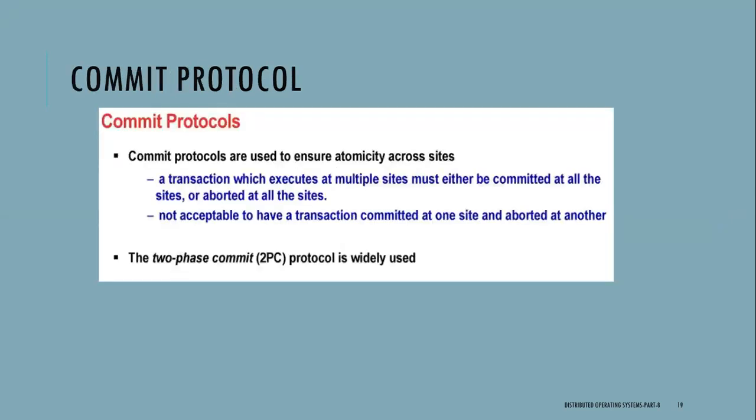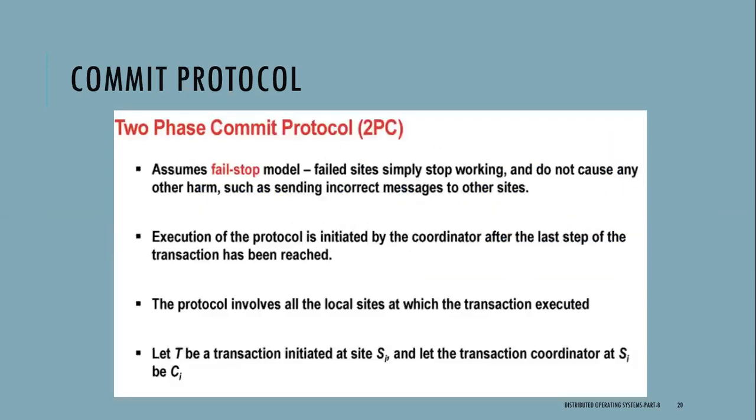Commit protocols. Commit protocols are used to ensure atomicity across the sites. A transaction which executes at multiple sites must either be committed at all the sites or aborted at all the sites. It is not acceptable to have a transaction committed at one site and aborted at another. Two-phase commit protocol is widely used.